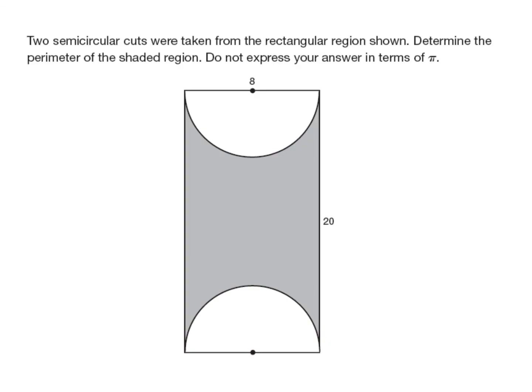Awesome. Alright, so how can we apply this? What is the shaded area? Seems easy enough. I got a big rectangle and I've got two half circles.